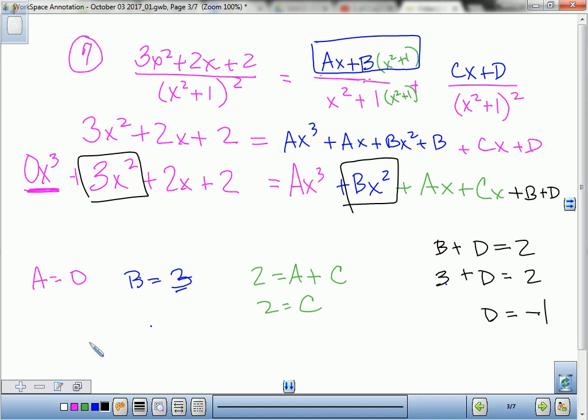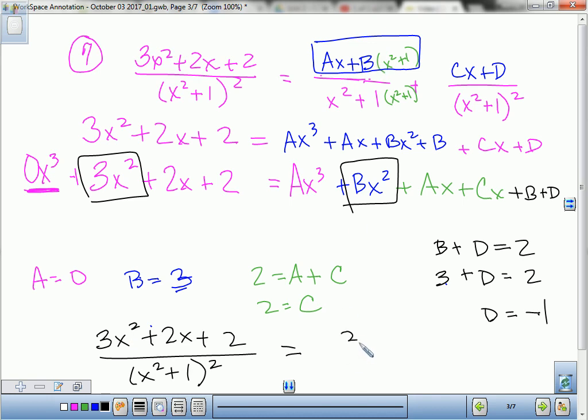Now we're cooking. Okay. So the partial fraction decomposition of this original rational expression. All right, so a is 0, it goes away, I just need a b. So I have 3 over an x squared plus 1. And then c is 2, so I have a 2x, and d is -1 over x squared plus 1 quantity squared.